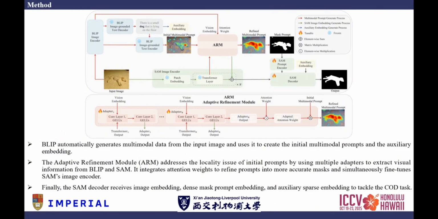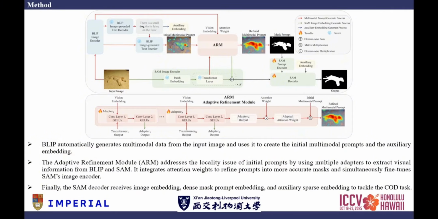Next, the initial prompts often suffer from locality issues, so ARM applies multiple adapters to extract visual features from both BLIP and SAM. It then uses attention to refine those prompts into more accurate masks, while at the same time fine-tuning SAM's image encoder.